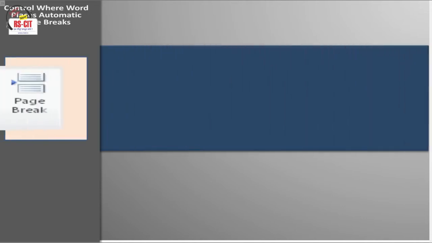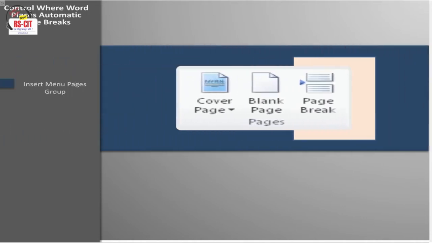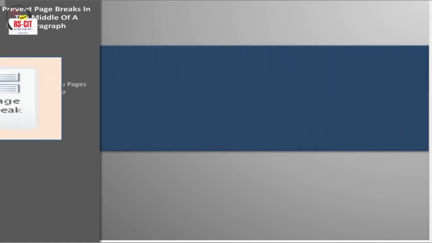Control where Word places automatic page breaks. If you insert manual page breaks in documents that are more than several pages in length, you might have to change those page breaks as you edit the document. To avoid the difficulty of manually changing page breaks, you can set options to control where Word positions automatic page breaks. Preventing page breaks in the middle of a paragraph.